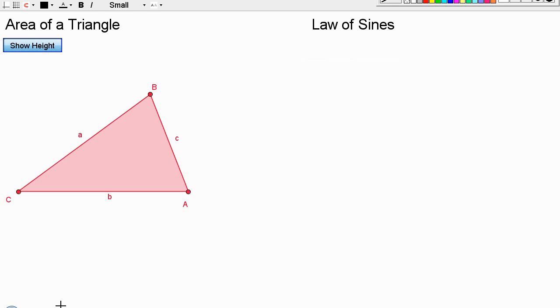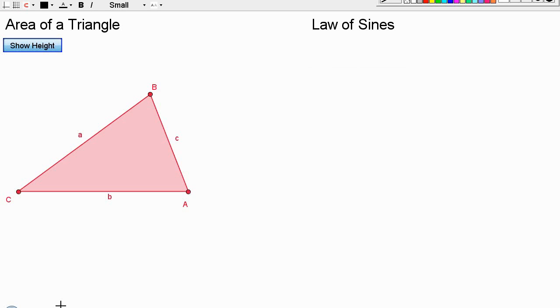In this lesson, we're going to learn a new formula for the area of a triangle and then use that particular formula to come up with the law of sines. On the screen, I have a triangle ABC. I've intentionally placed side B, which is of course opposite angle B, as part of the horizontal.